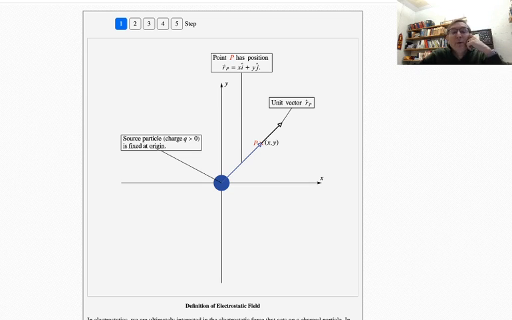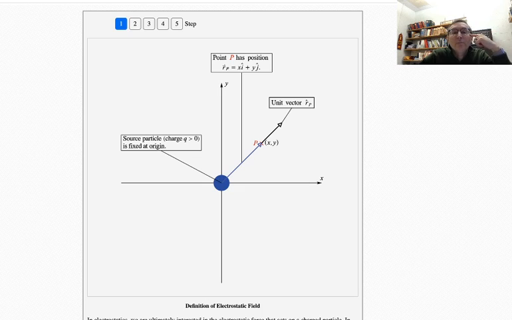I do have to tell you where that point P is. I also have to tell you where the source particle is, but I did that. It's at the origin. The point P, which you could call the field point, the point where we're going to find the electrostatic field, has coordinates x, y, where both happen to be positive. There's a position vector, r arrow. I also labeled it r sub p, just to emphasize it's the position vector for point P, and it would be x times i hat plus y times j hat.